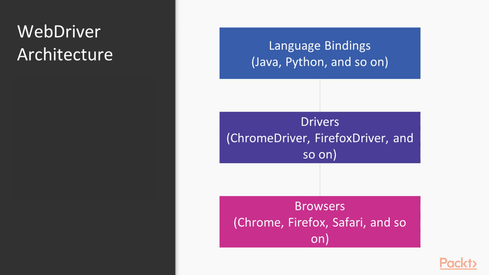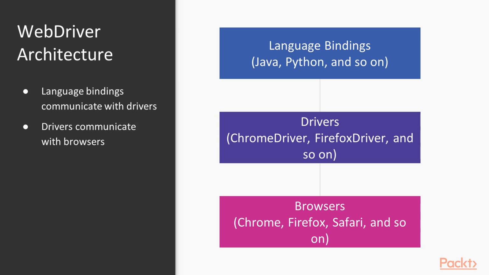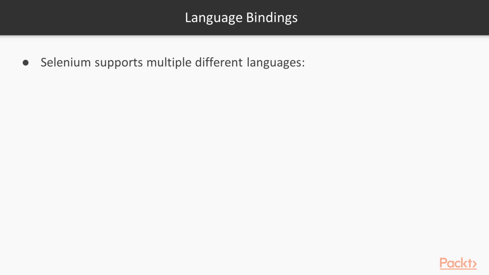But what I want you to take away from this is that language bindings communicate with the drivers, and the drivers then communicate with the browsers. And they communicate by passing data back and forth as JSON using HTTP requests.